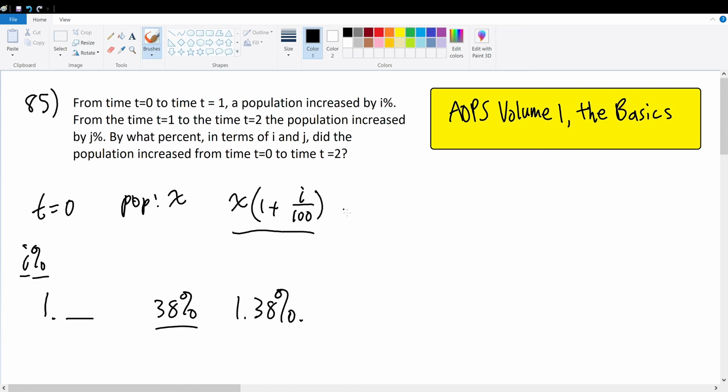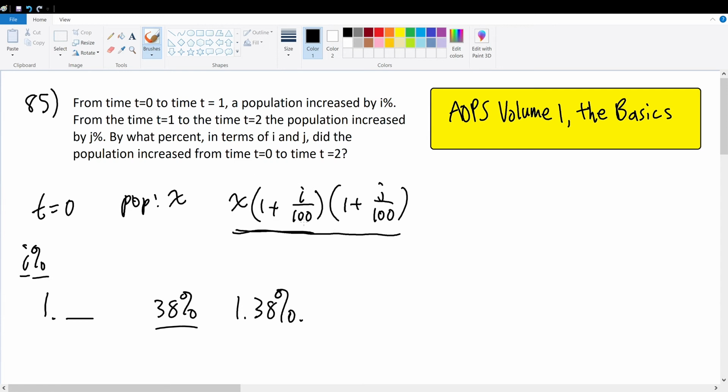But then this population from time t equals 1 to time t equals 2 increased by J%. So what is J% of this quantity? Well, if it increased by J%, that means it must be 1 plus J over 100 times x times (1 plus I over 100). So this new quantity will be how much the population is at time t equals 2. And now it's asking us by what percent, in terms of I and J, did the population increase from time t equals 0 to time t equals 2.